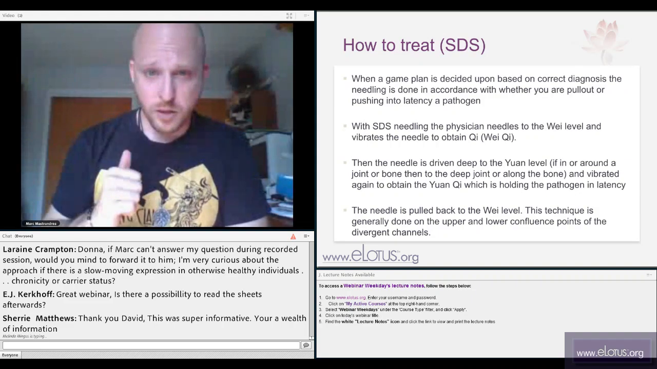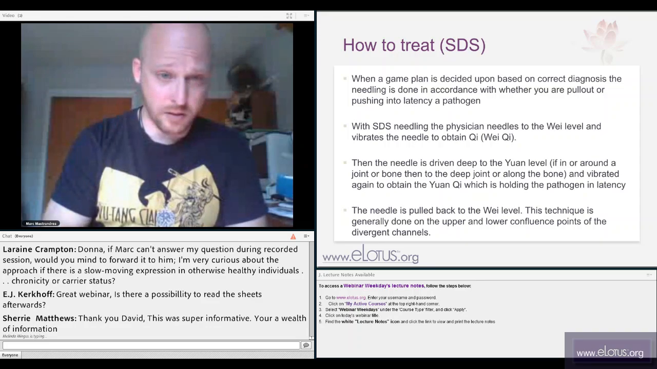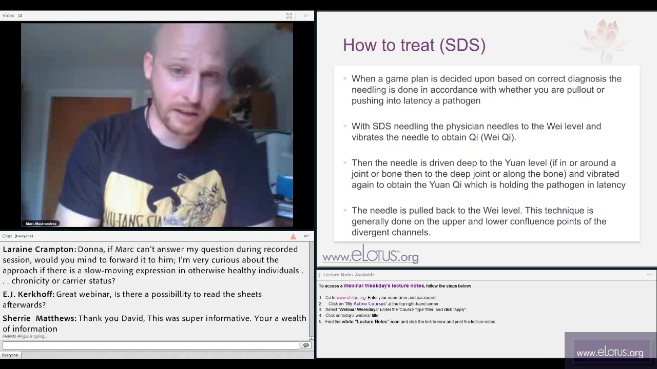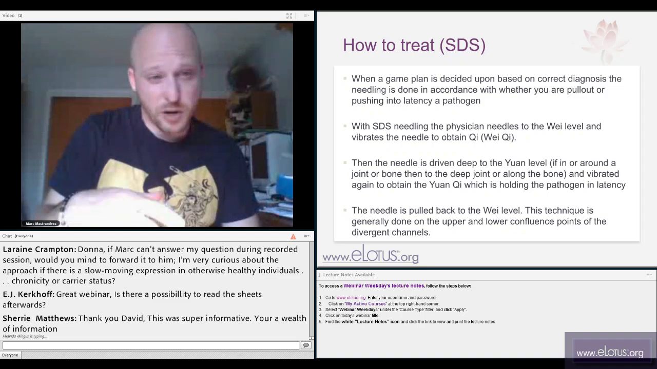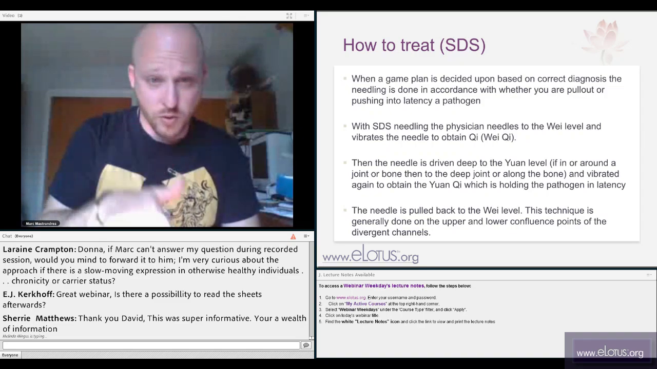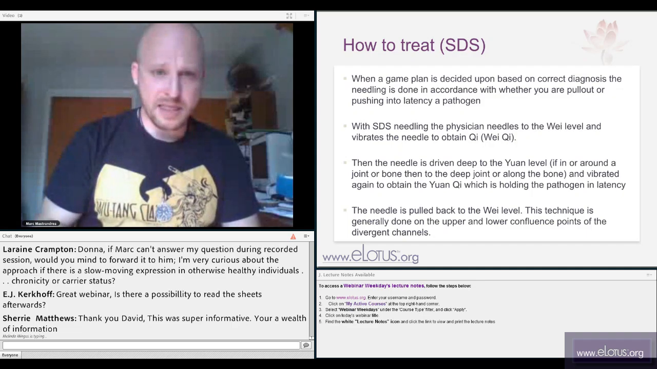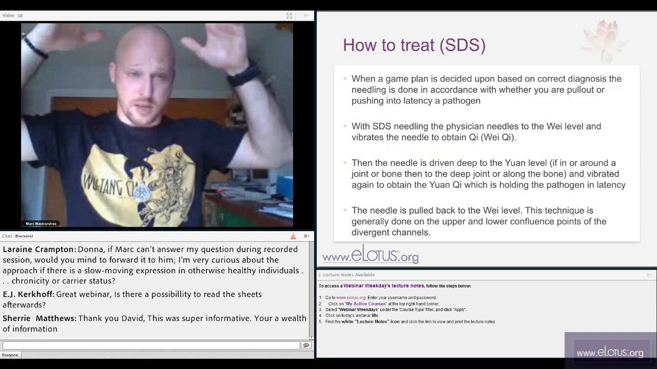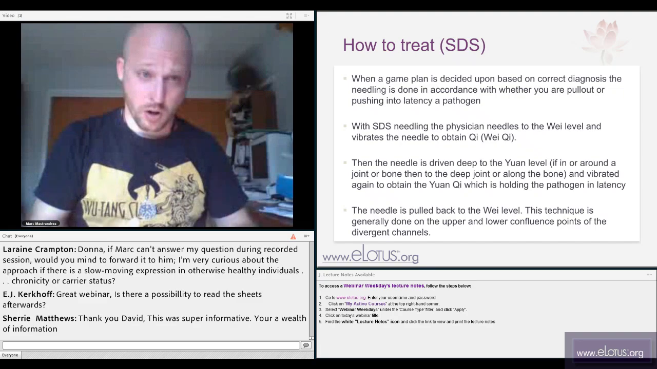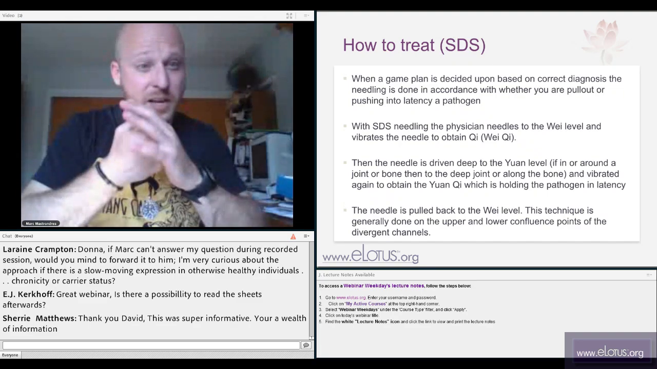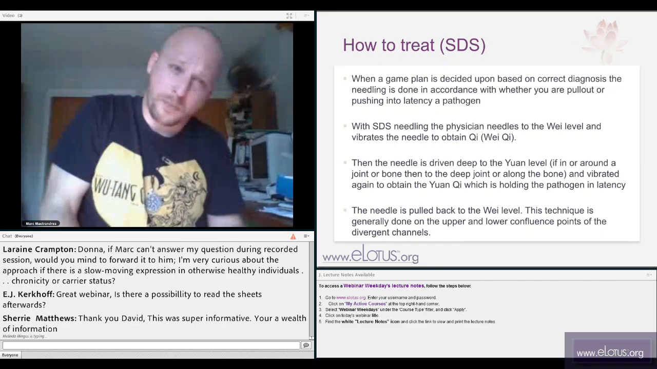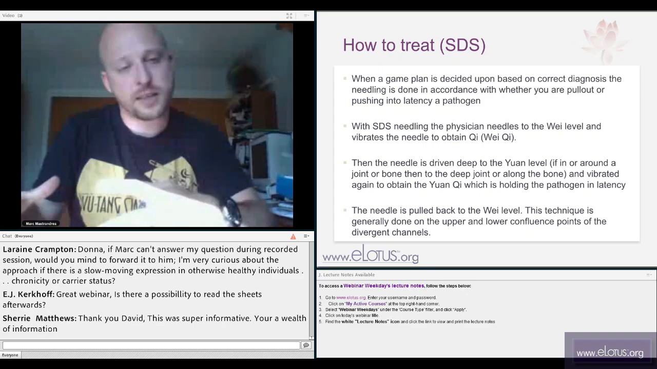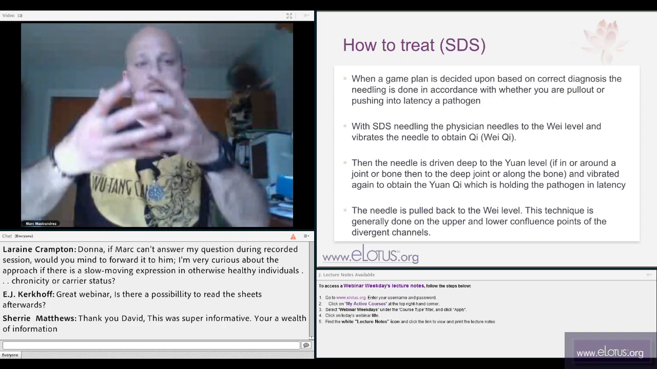With SDS needling, the needle goes to the wei level, and you vibrate the needle to obtain qi. Then the needle is driven to the deep level, to the yuan level. If you're in and around a bone or a joint, you would needle into that bone or joint to a fairly deep level. Then you vibrate at the deep level. If you start at the surface, you're calling the wei qi. Then you go to the deep level and you vibrate, you're calling the yuan qi and the wei qi together that's attacking the pathogen, and you're coming back out to the surface to pull that back out to the surface to express, right? So that's why you're vibrating, to call out your yuan qi that's holding it in stasis, to bring that wei qi together to come back out to the wei level.